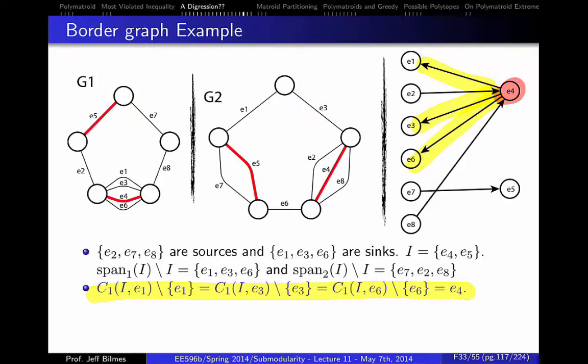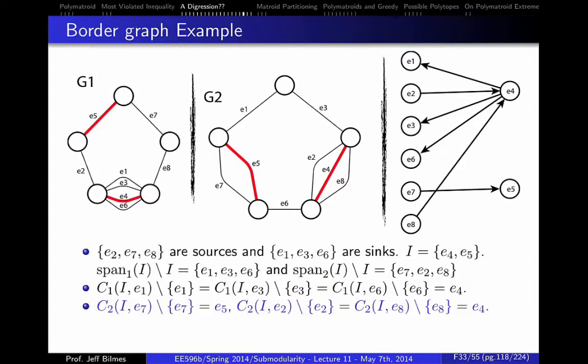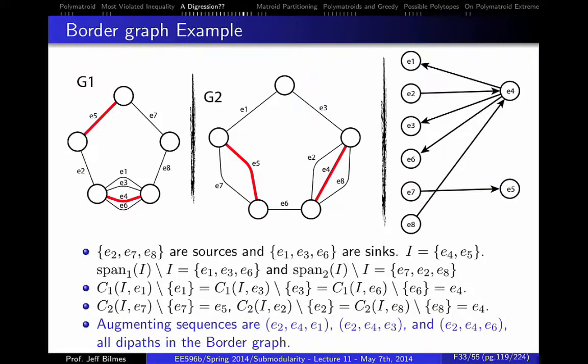Okay, which is basically just the rules that we just saw on the previous page. And then we have right-going edges according to this. And the theorem says that basically once we've constructed this graph based on this fundamental circuit, we look at the current independent sets, we construct the border graph, and we can just read off the augmenting sequences for free.